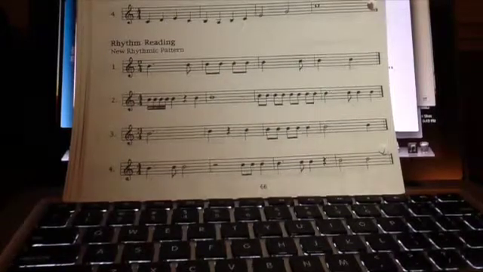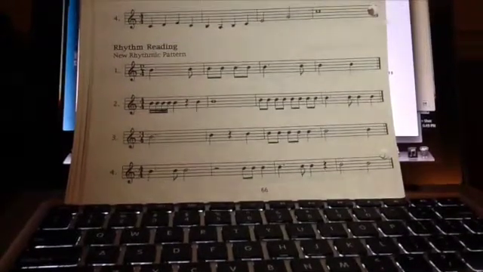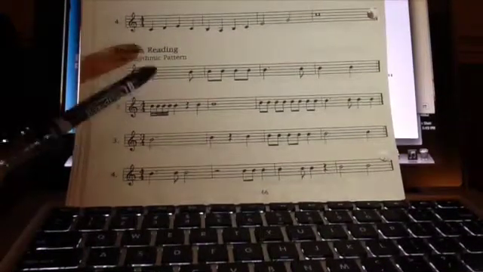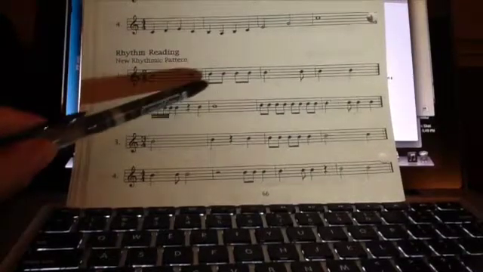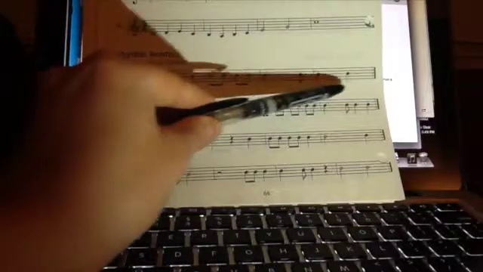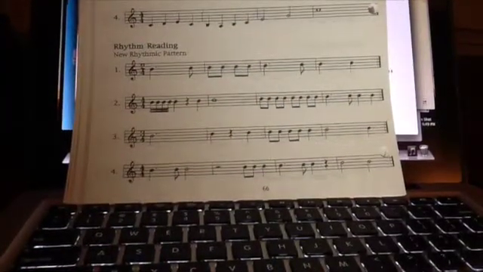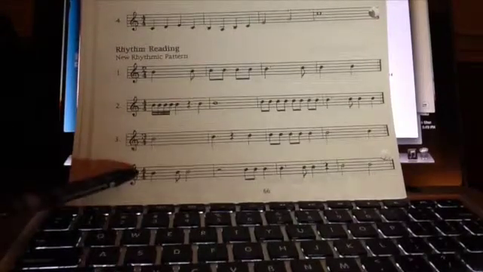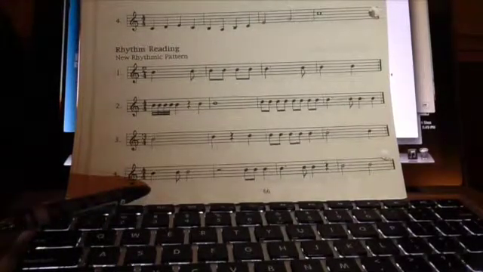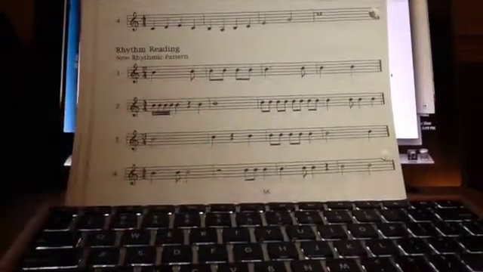1 and 2 and 1 and 2 and 1 and 2 and 1, 2. If you follow along as I point, it goes like this. 1 and 2 and 1 and 2 and 1 and 2 and 1, 2. You also see an example in number 4. Here we have 4 beats in a measure, and it has 2 examples of the dotted quarter eighth rhythm.